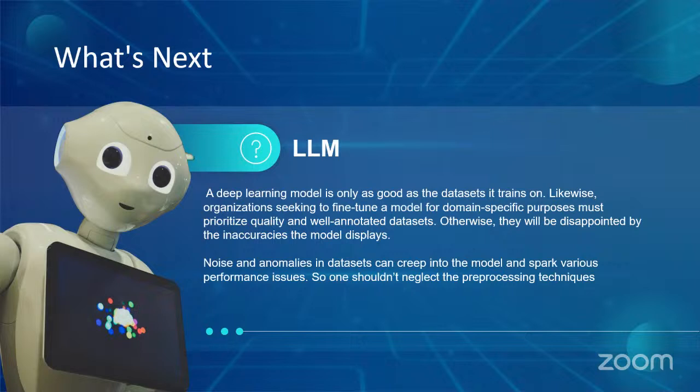Noise and anomalies in the data sets can creep into the model and spark various performance issues. So one shouldn't neglect the pre-processing steps, like data augmentation and data pre-processing, which should be properly done so that we avoid imbalance or annotation problems. We should manually annotate our data set so that everything is properly tight, like bounding boxes, or whatever type we are using, like polygon, smart polygon, or bounding box. Whatever we want to detect should be properly annotated.